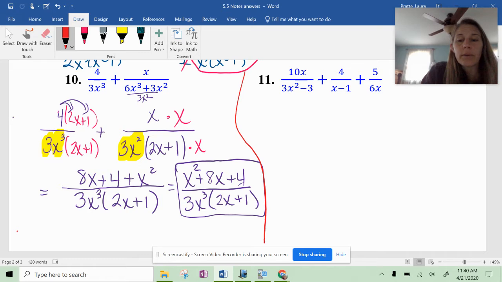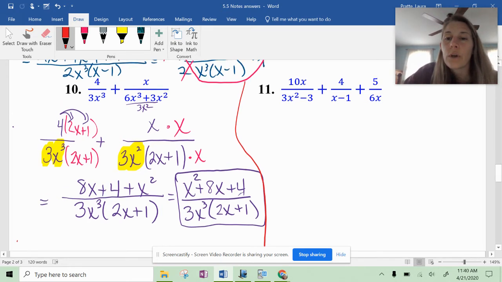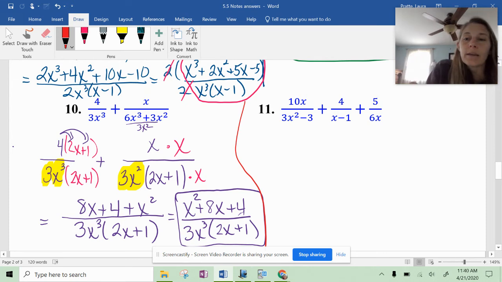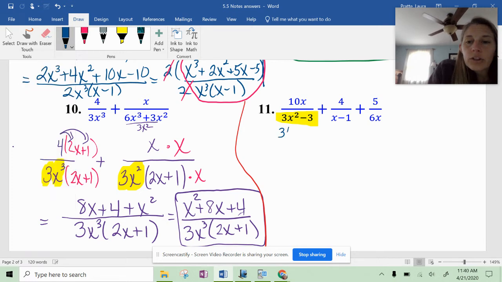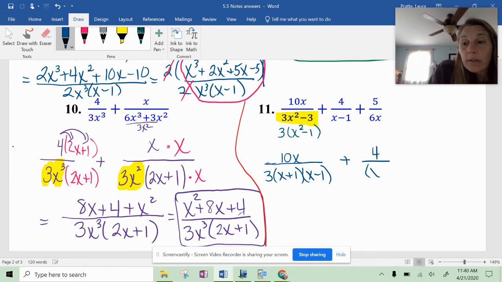Okay, and then finally we have number 11. So for number 11, again, first thing I need to do is factor out this little piece here. So this piece I could take out a GCF of 3, and then I'm left with x squared minus 1. So that one actually factors into 3 times x plus 1, x minus 1. Then I have plus 4 times x minus 1 plus 5 over the 6x.